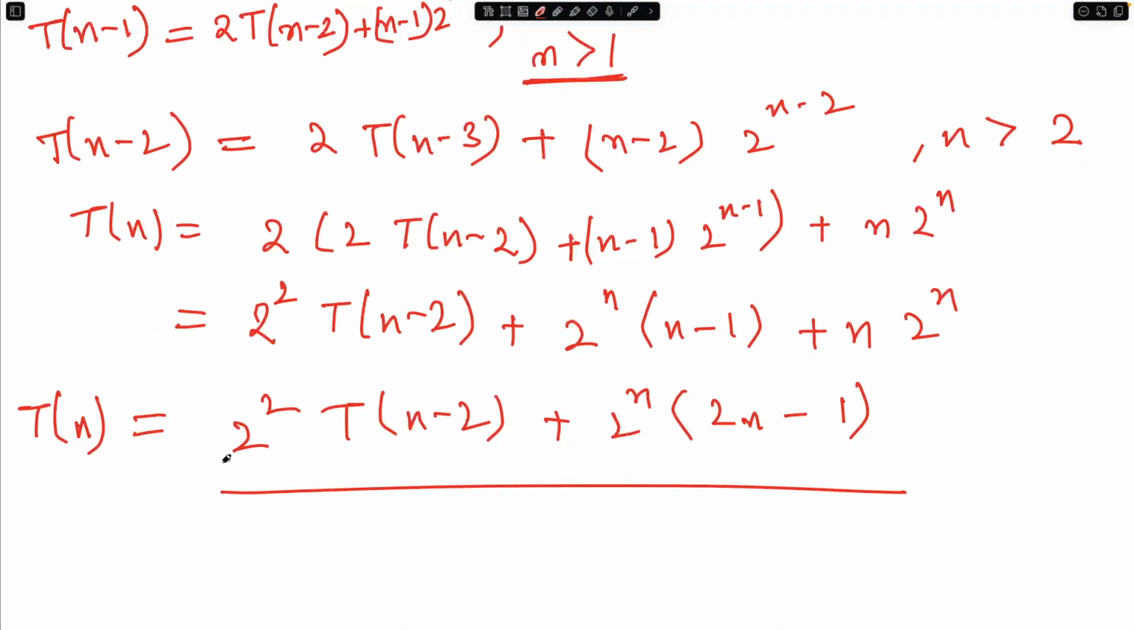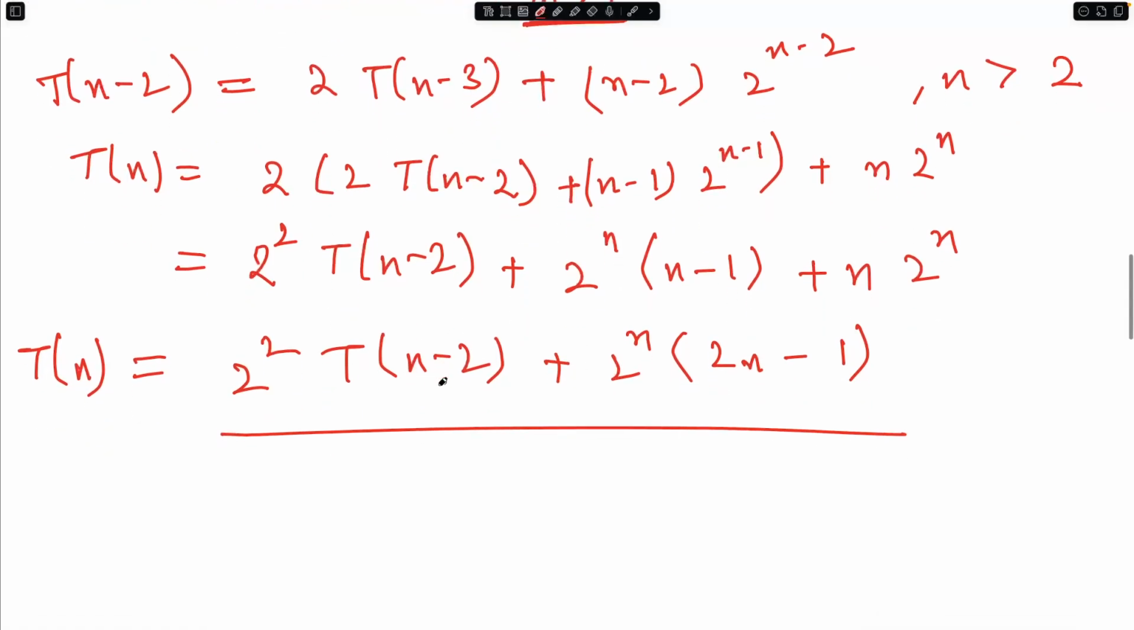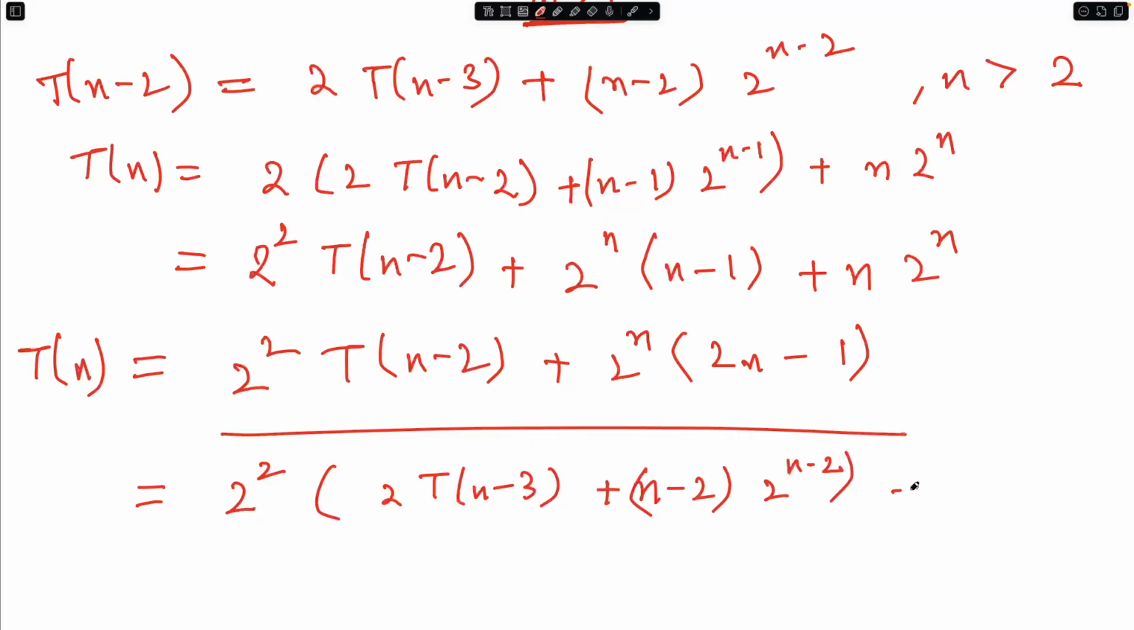When I'm going to do it over here, let's just replace this Tn minus 2 with its right hand side, right over here. We get what? This thing is going to become 2 square (2Tn minus 3 plus n minus 2) plus 2n minus 2 plus 2n minus 1, right? This part is basically coming from this part, right? Very straightforward, not very complex.